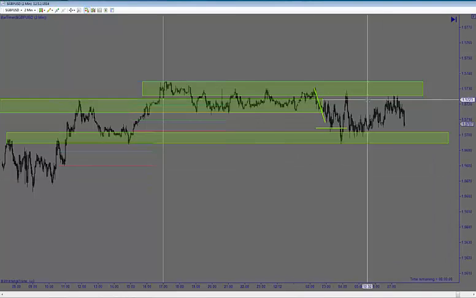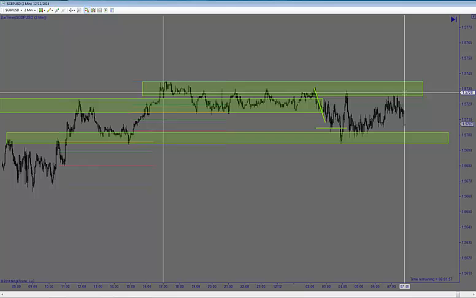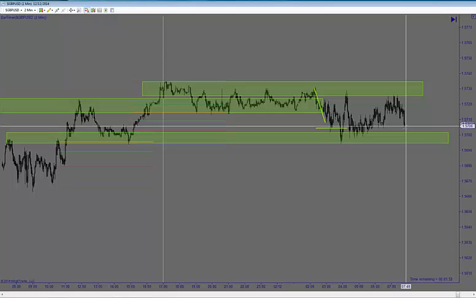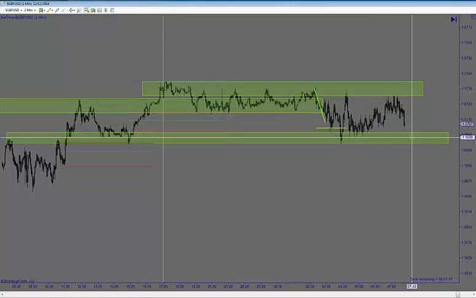I mean, it's had so many opportunities to head up and ahead. Now, does that mean we can't get a new structure high? No, but we have our expectations. Our expectations now have us looking for these lows to be taken out.